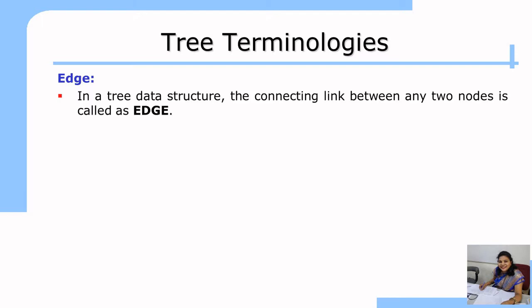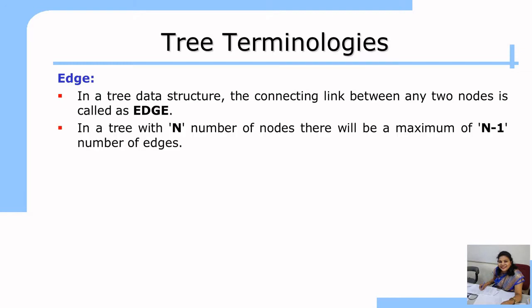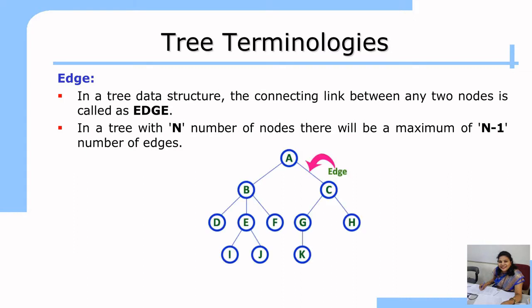Next terminology is the edge. In tree data structure, the connecting link between any two nodes is called as the edge. In a tree with n number of nodes, there will be maximum n minus 1 number of edges. So see, this is a tree. So this is the line between two nodes, A and C are the nodes. The line between two nodes is called as the edge.